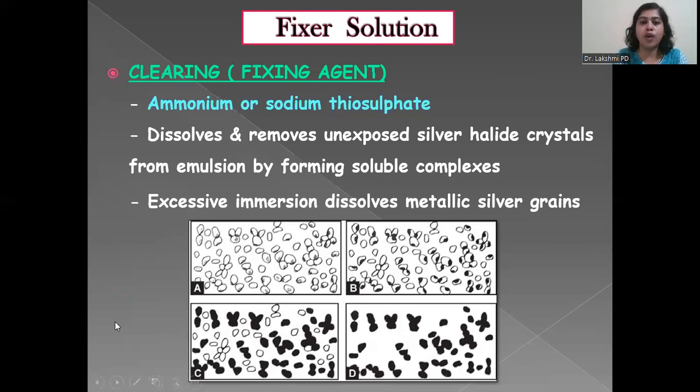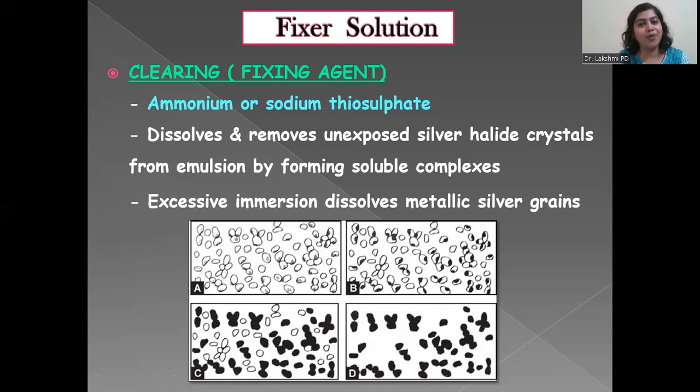Now you should keep in mind, once the developing process is over, you have black metallic silver deposited in the exposed silver halide crystals, and unexposed silver halide crystals interspersed between. These unexposed silver halide crystals will create an opaque image in your entire radiographic film. So to prevent any sort of opacity in our radiographic film, you have to remove all your unexposed silver halide crystals. And this action is carried out by your ammonium or sodium thiosulfate, and not sulfite.